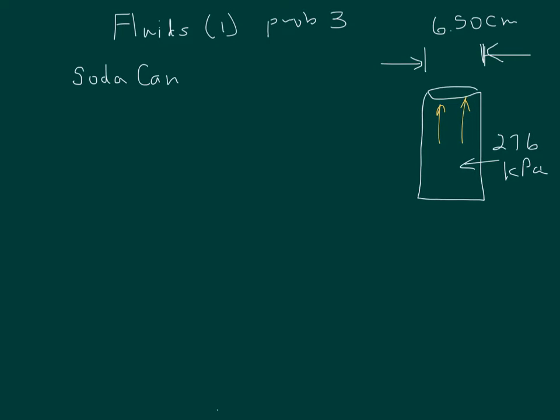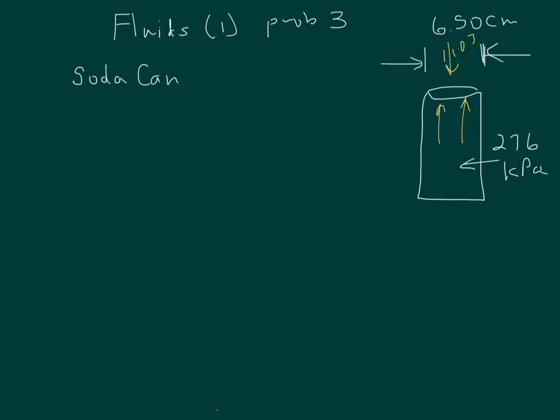The top of the can has a diameter of 6.50 centimeters. If the can is sitting on the desk and the barometric pressure outside pushing down is 1.03 atmospheres, what is the force that the aluminum can exerts on the lid to keep the container sealed?